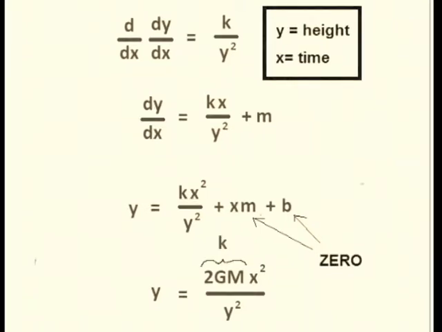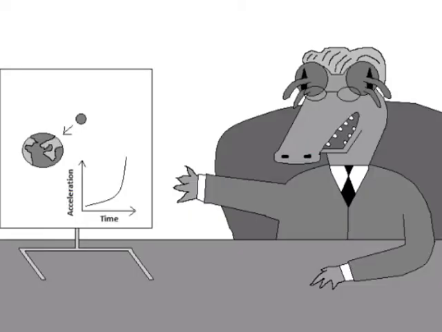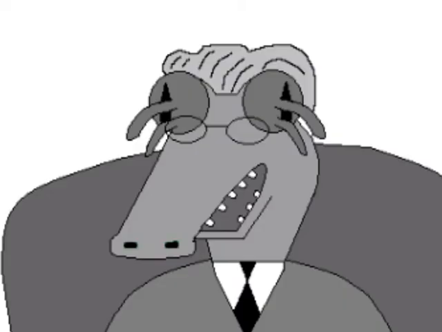If we let k be 2GM, where G is the gravitational constant and M is the mass of the planet, we get y equals 2GM x squared over y squared. That is an inverse square law equation putting position against time, more or less. About as close as we can get to that.